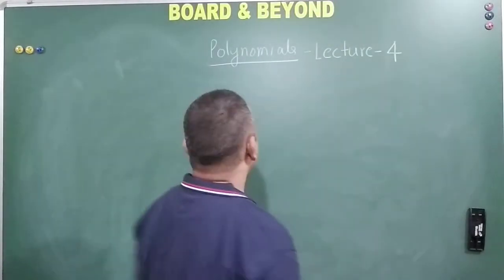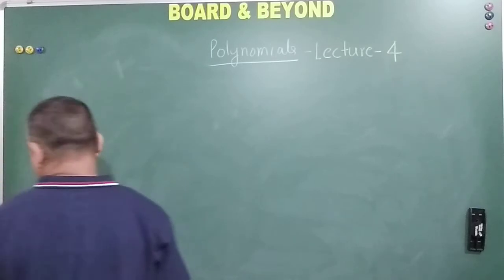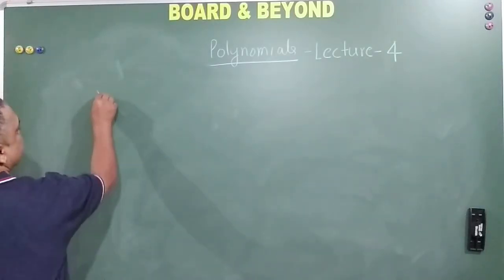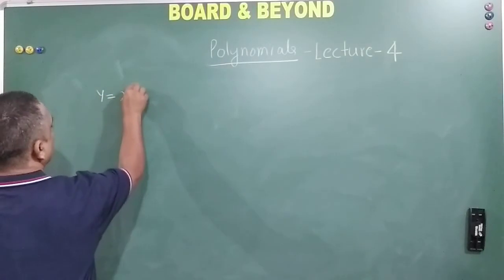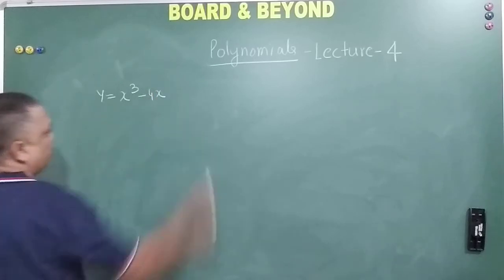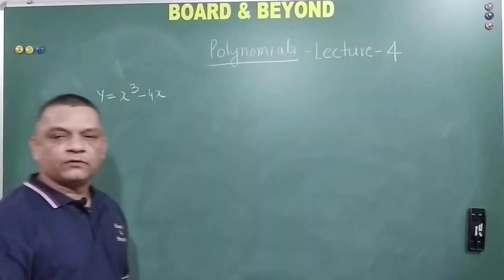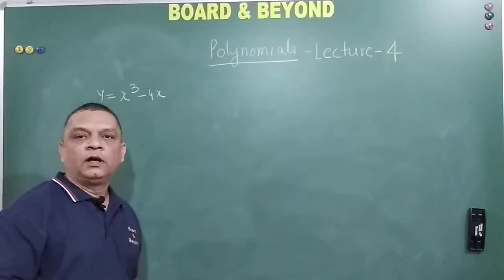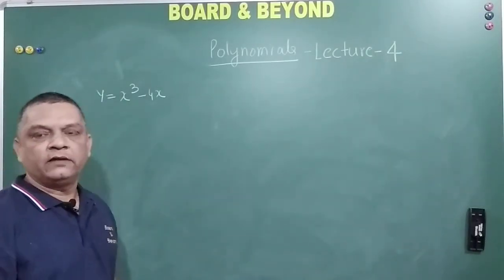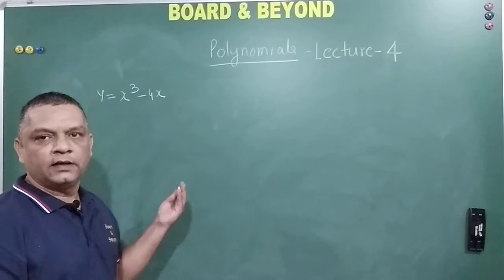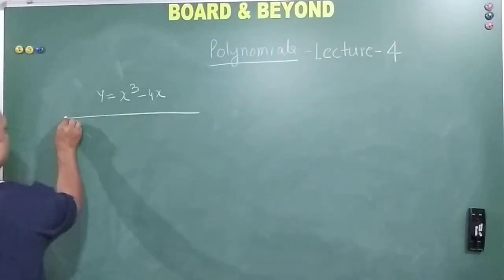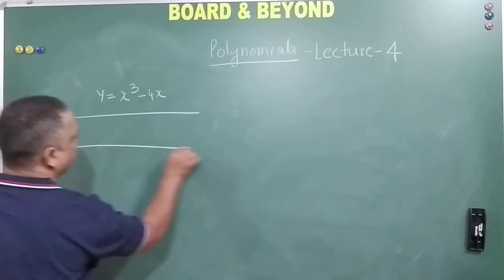For that, I'll just take a cubic polynomial. Let us say y is equal to x cube minus 4x. This is a cubic polynomial which we have got, and we are expected to plot it on a graph sheet and thereby find the roots of the polynomial. As before, we will make a table here.